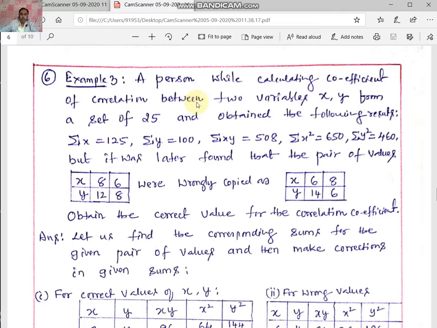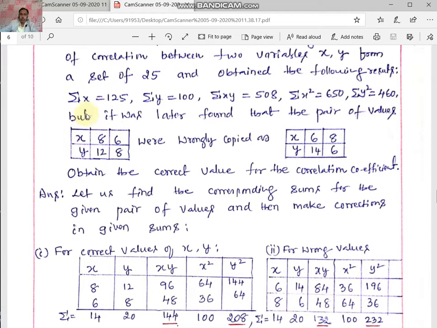Okay, in the next example, a person, while calculating the coefficient of correlation between two variables x, y from a set of 25 pairs, obtained the following results. That is, sigma x is equal to 125, sigma y is equal to 100, sigma xy is equal to 508, sigma x square is equal to 650, sigma y square is equal to 460.